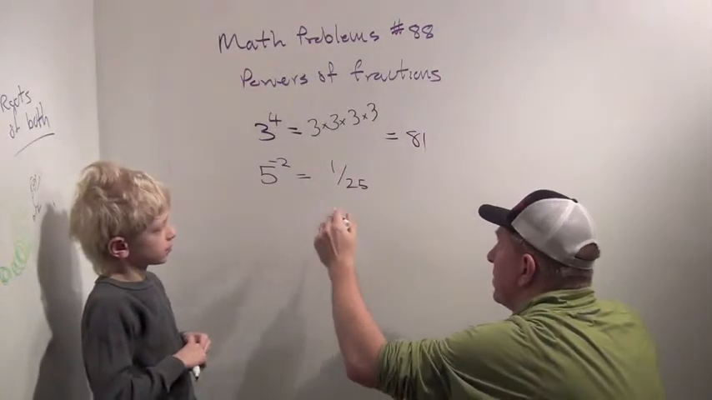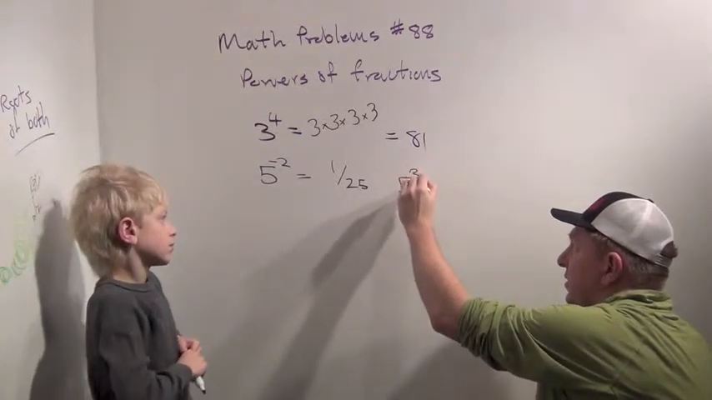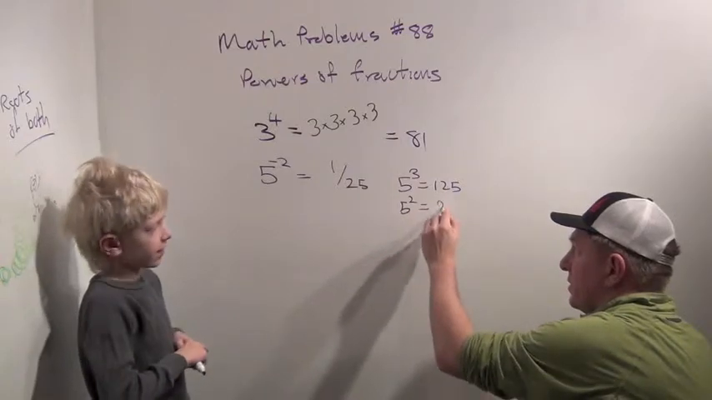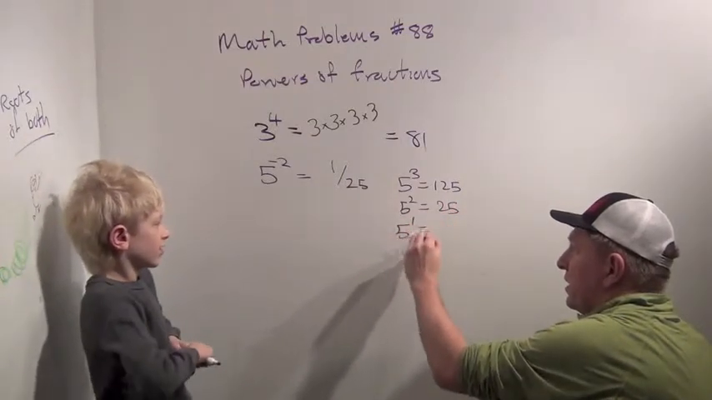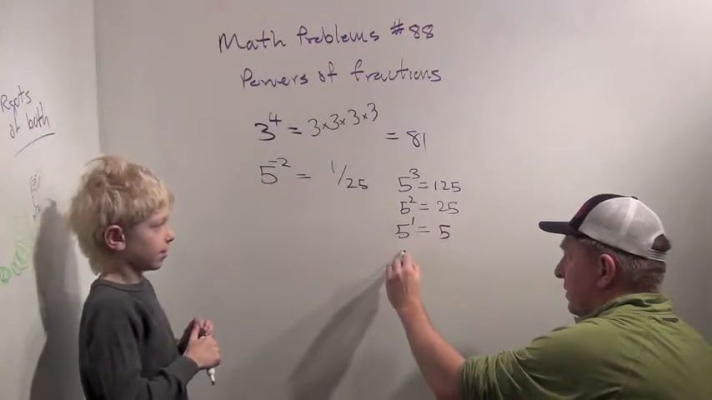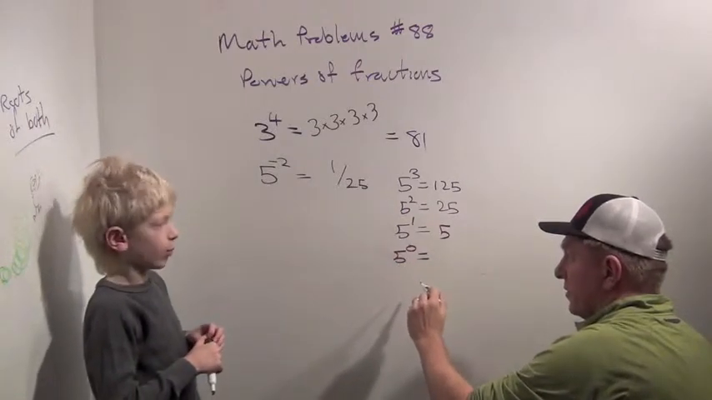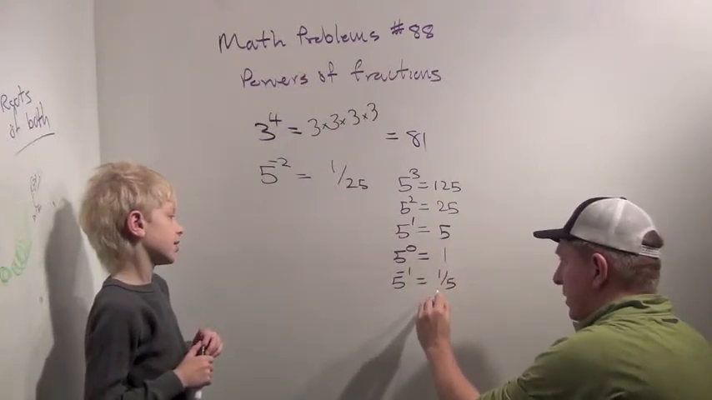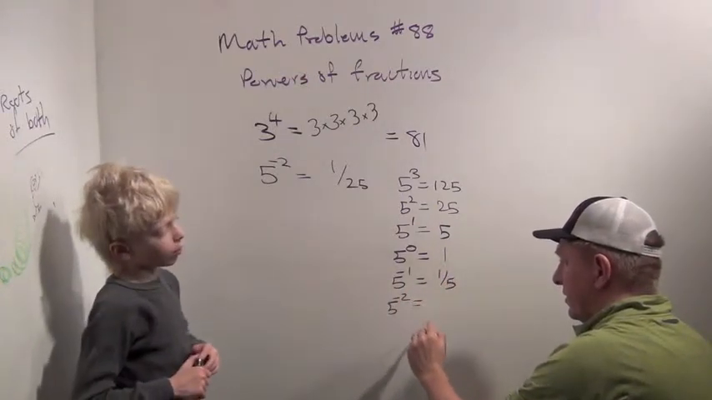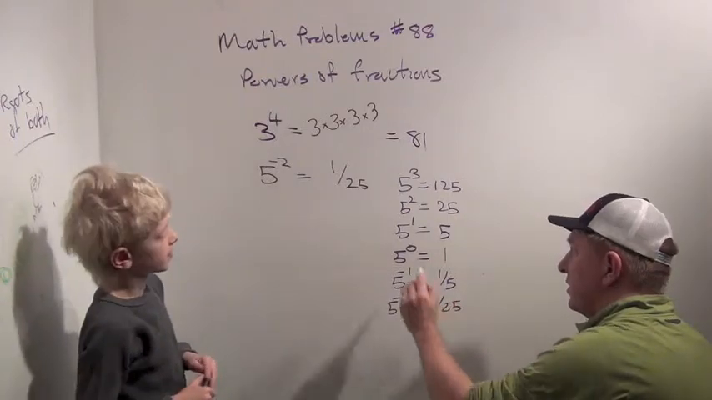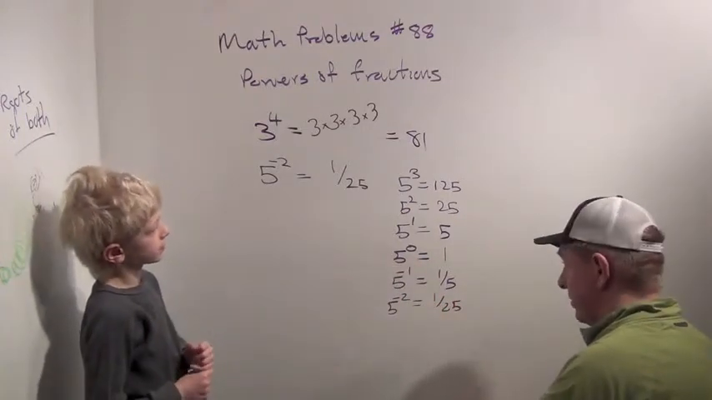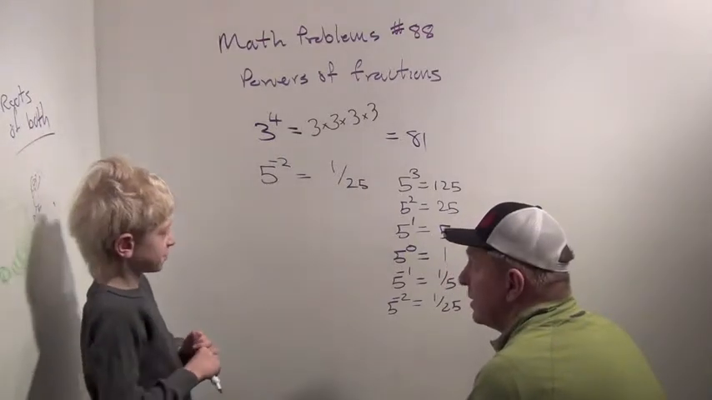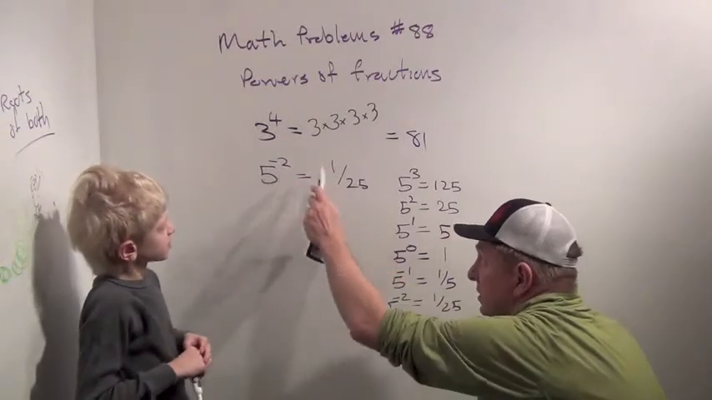Alright, that was an interesting way of thinking about it. So you were saying that 5 cubed is 125. 5 squared is 25. 5 to the 1 is 5, and 5 to the 0 is 1. 5 to the minus 1 is 1/5. And 5 to the minus 2 is 1/25, which is just what you got. Okay, so that's an interesting way of thinking about it. That's exactly right. So negatives on powers give you reciprocals.